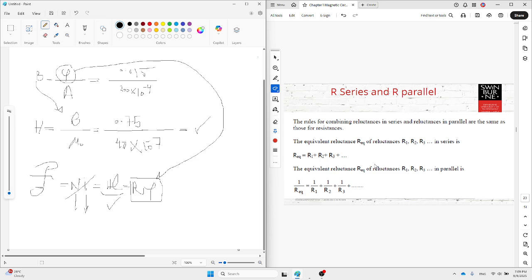Series and parallel connection of reluctance is exactly the same as for resistance. When resistances are connected in series, they add to each other, and it is the same for reluctance. When they are connected in parallel, it is exactly the same as parallel connection of resistance: 1 over R equivalent equals 1 over R1 plus 1 over R2 plus 1 over R3, whatever we have. Very simple.